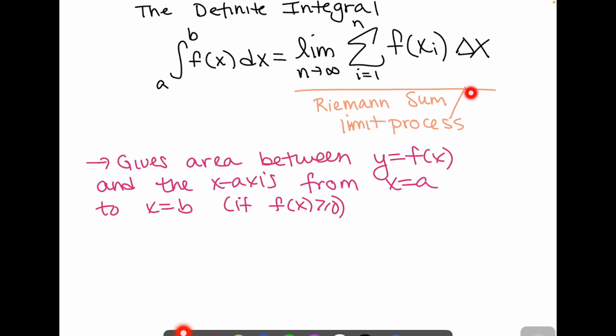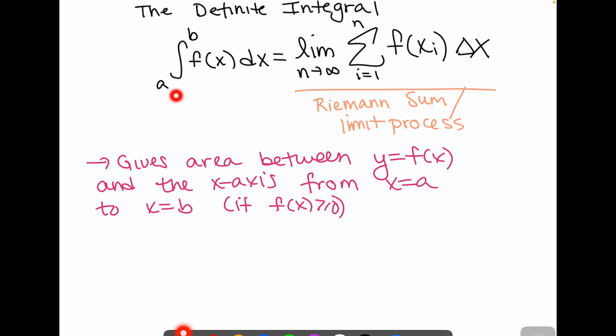And I have written on the screen the limit definition of our definite integral. Our definite integral of a function is actually defined by a Riemann sum with that limit process. So our definite integral is actually going to give us the area between the function y equals f of x, the function you're integrating, and the x-axis. So it's going to give you the area under the curve from x equal a to x equal b.